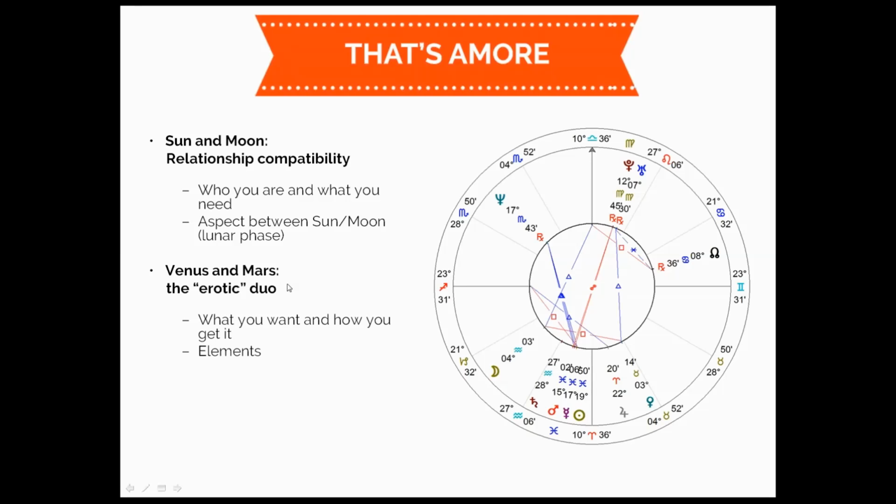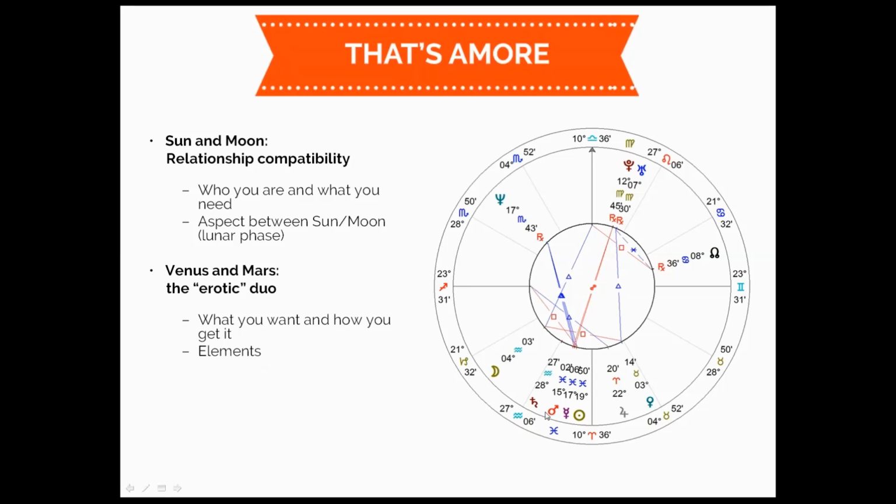Then there's Venus and Mars, the erotic duo. They describe what you want and how you get it. So without even really going into a lot of details about the signs or the houses or the aspects, if you just look at the elements that Venus and Mars are in, you can get a lot of information about how somebody approaches romantic relationships. Venus in Taurus, in an earth sign, wants a good, satisfying, happy, physical relationship, one that makes them feel safe and secure.